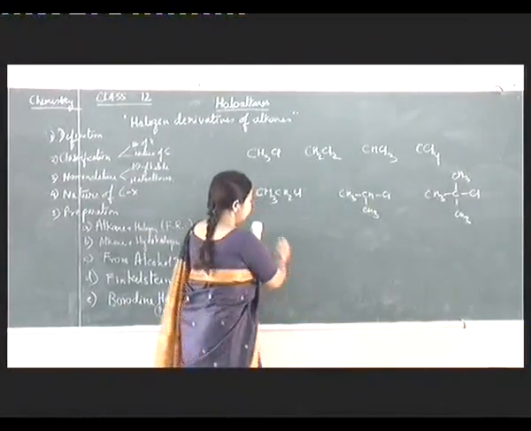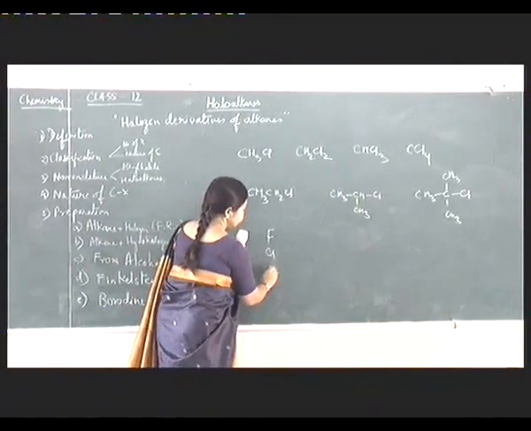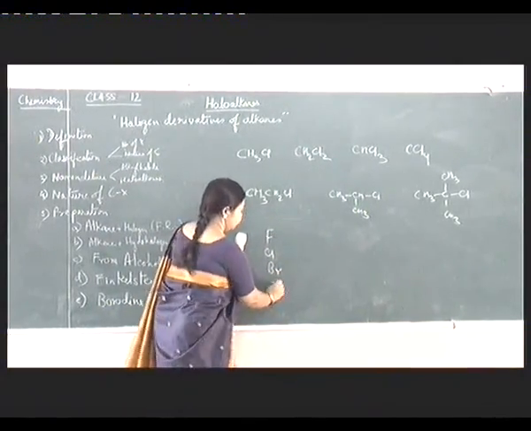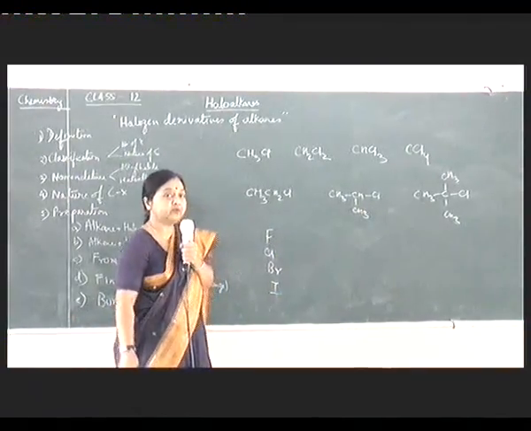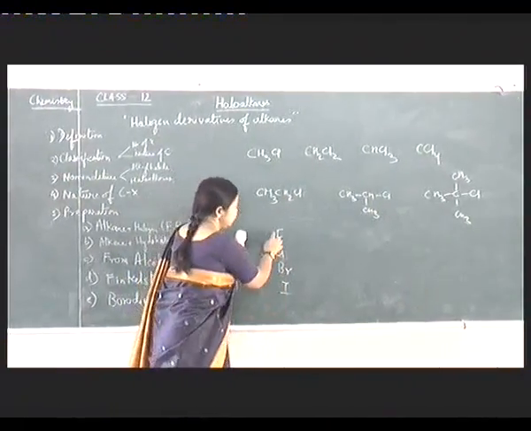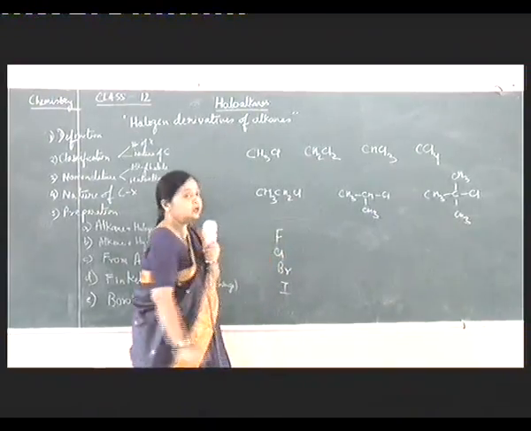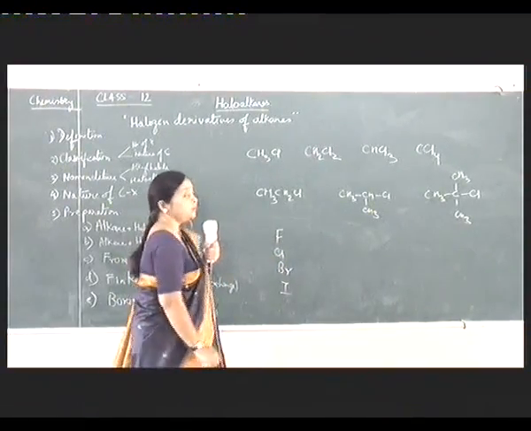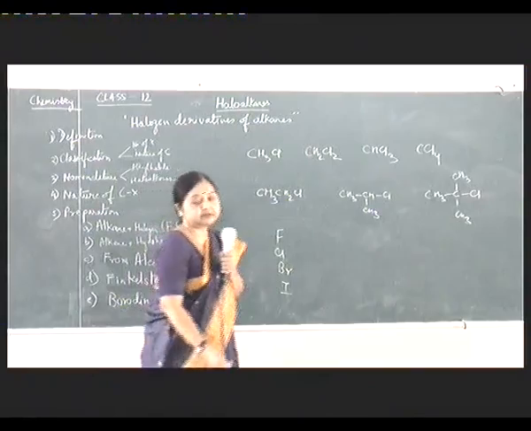Now as we move down the group in the halogens, we see that the electronegativity is decreasing. As the electronegativity decreases, the polarity of the bond also decreases.